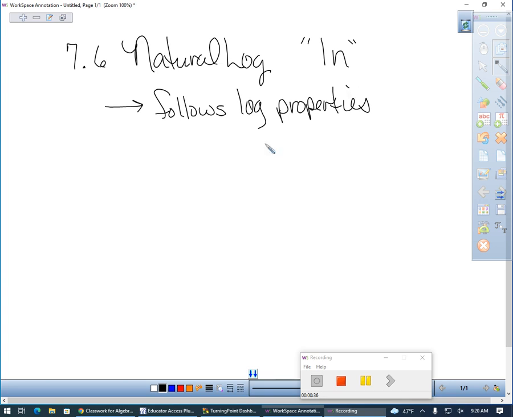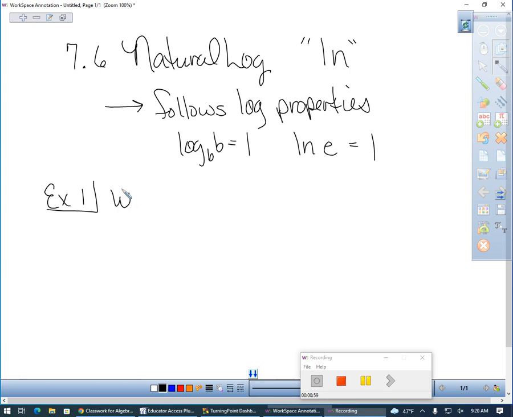The only one that is slightly different is, remember that if we had log base b of b, that equals 1. When we're referring to the natural log, if I have the natural log of e, that equals 1. All right, so in example number 1, let's talk about those properties.